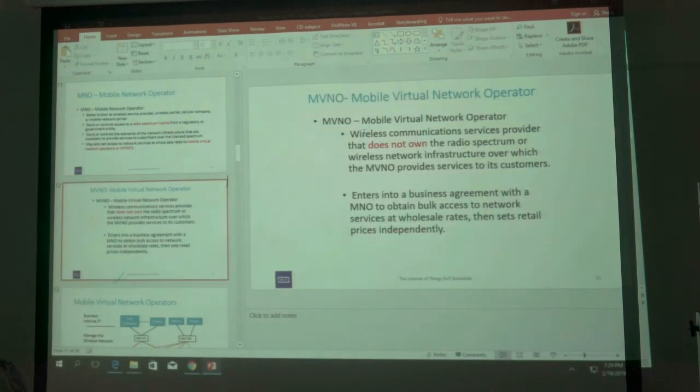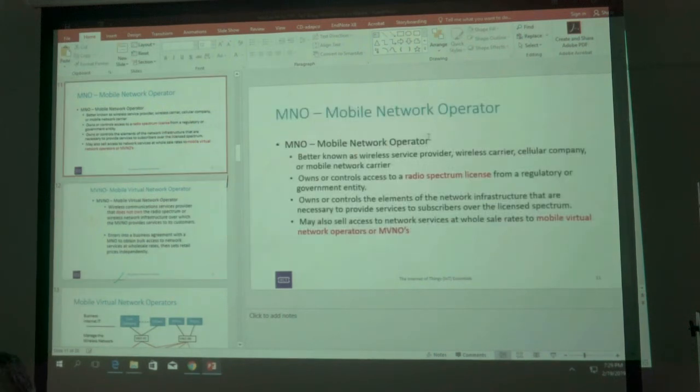Okay, then you have the mobile virtual network operator. The mobile network operator, better known as wireless service providers, or the carriers, like cellular companies and the mobile network carriers, owns or controls access to radio spectrum license. So it's kind of the bigger giants. They own the radio spectrum license from a regulation or government entity, and they own and control the elements of it.